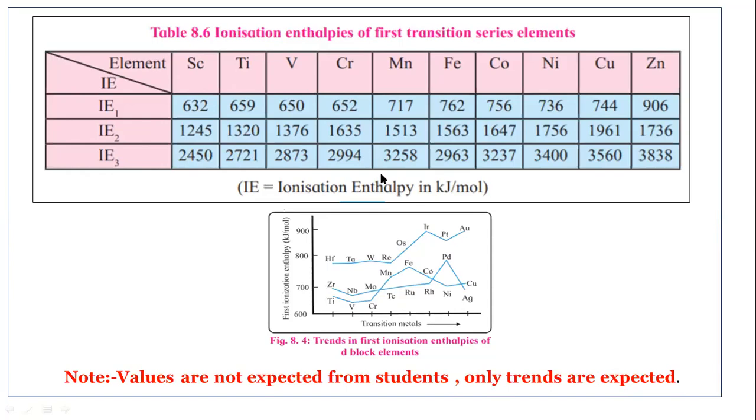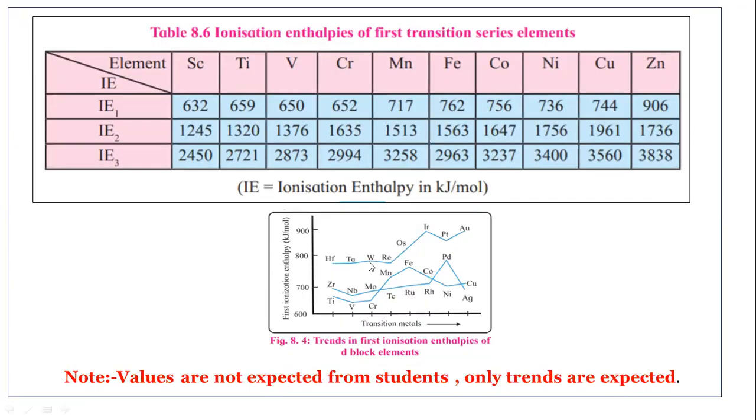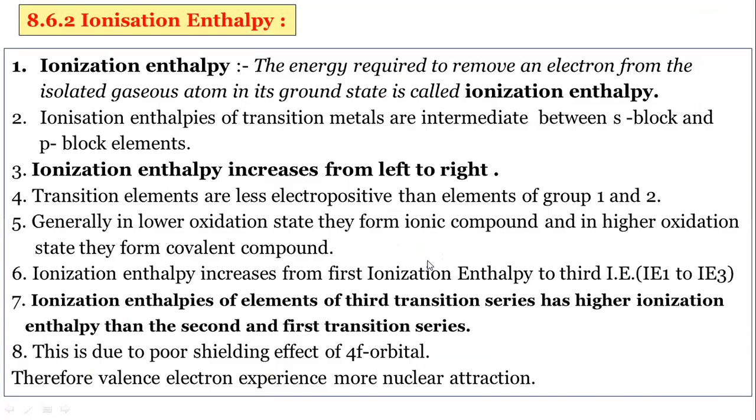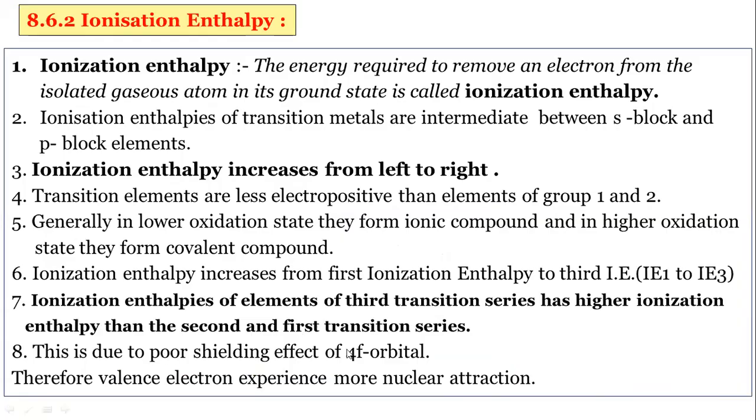So which question is important for the board exam? It is highlighted here: the ionization enthalpy values of the elements of the third transition series. Third transition series means 5d. So we can see with the help of this graph that the ionization energy values are very high compared to the first transition series. Why is this happening? This is as per the examination. The answer is, in case of the third transition series, the electron enters the 4f orbital, remember. In this 4f orbital, there is a very poor shielding effect, and due to this very poor shielding effect, the valence electrons experience more nuclear attraction.